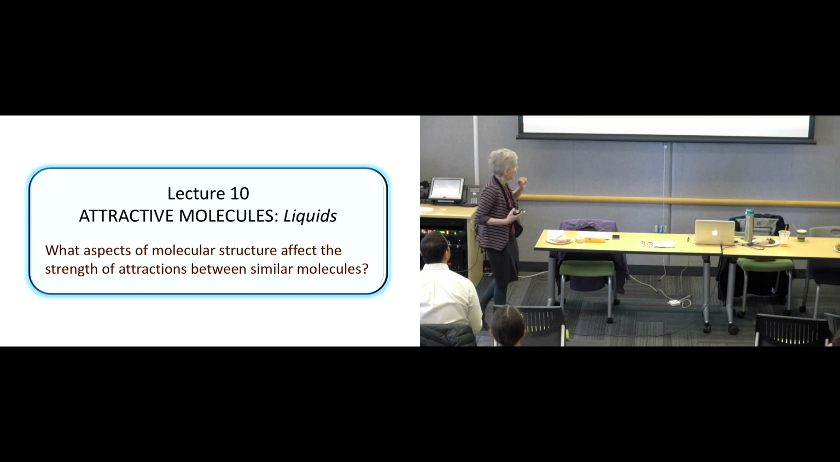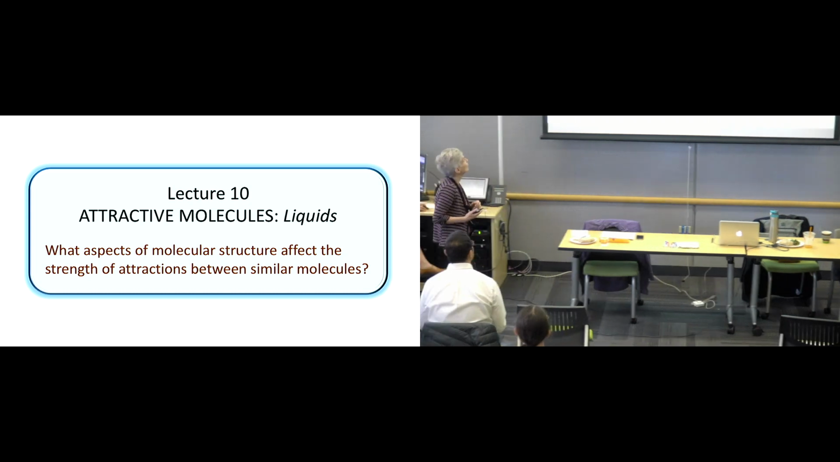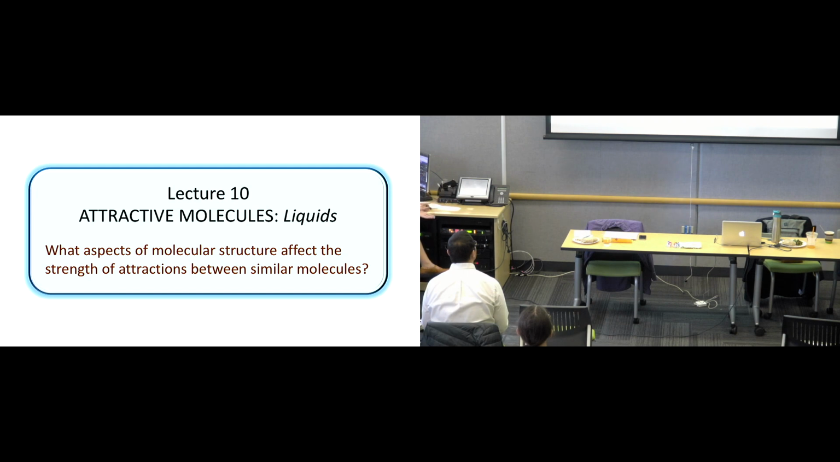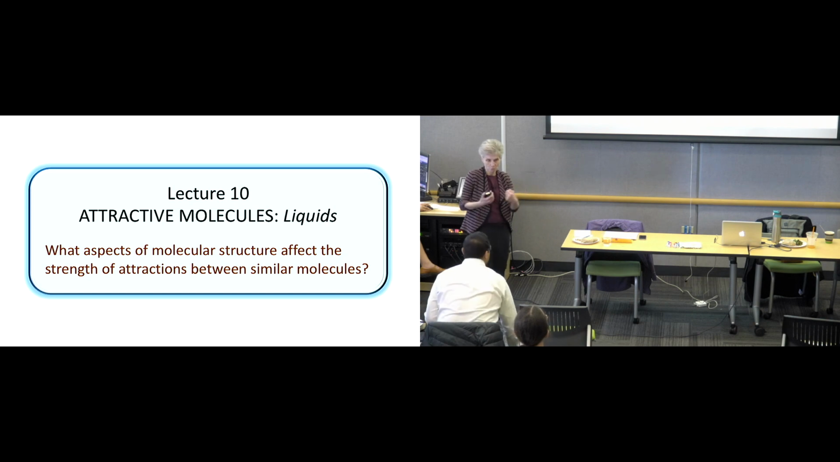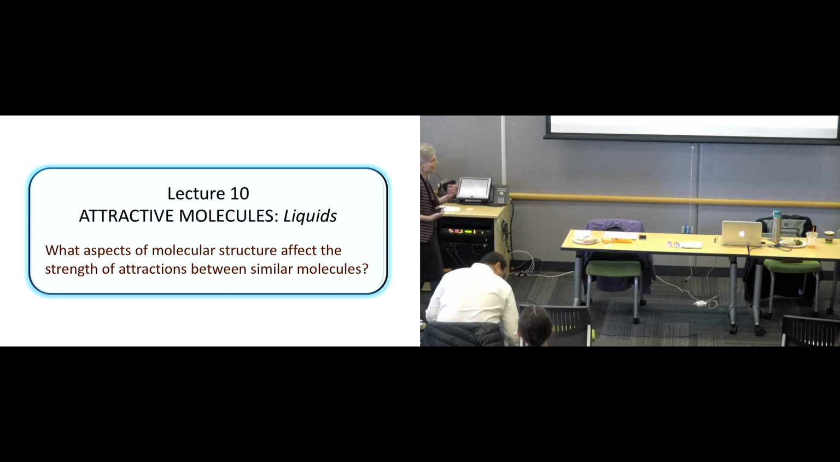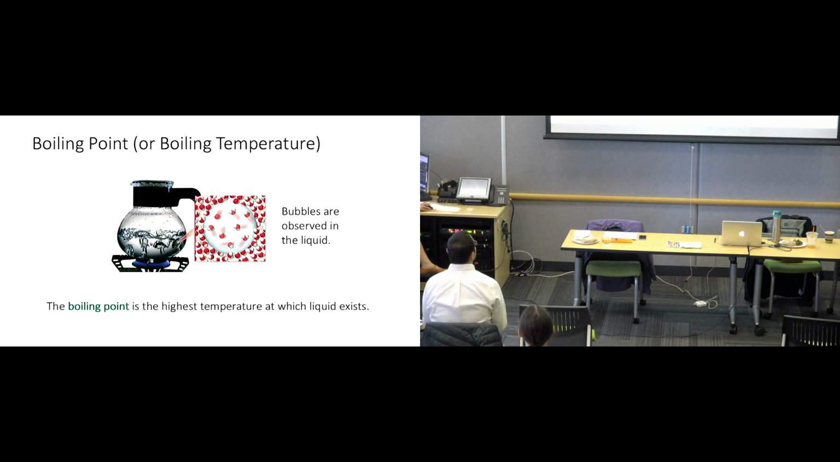So we're looking at, in lecture 10 now, we're 10 lectures in, the lesson's called Attractive Molecules, and the question we want to try to answer is what aspects of molecular structure affect the strength of attractions between molecules. Okay, so this is a property of these molecules. Why are they attracted? Under what conditions? That's what we want to try to answer.